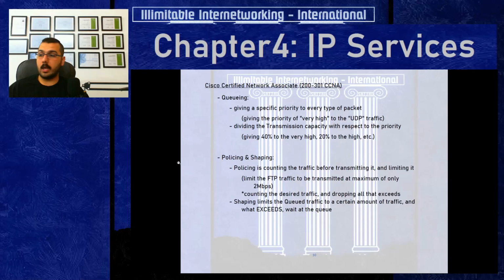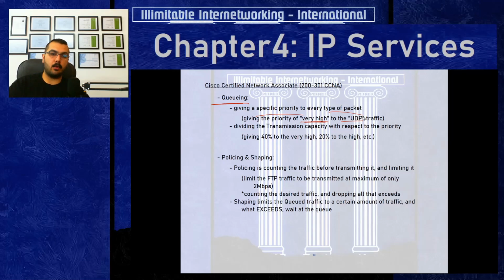But after that we have queuing. Queuing is actually what happens just some steps before classification and marking. Just before the traffic reaches the TX, there is queuing, and what happens there is giving a specific priority to every type of packet. This is the procedure I mentioned a few minutes ago, that I will give the priority of very high to UDP. This simple procedure of making UDP very high is called queuing.